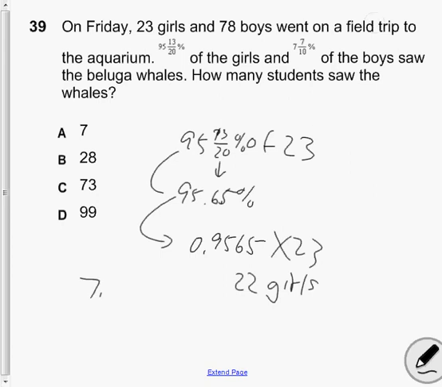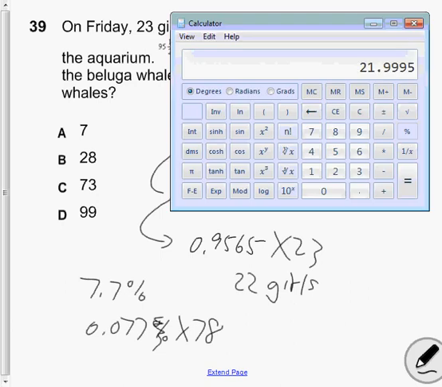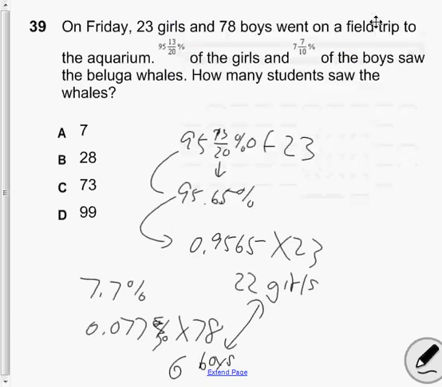And 7 and 7/10%, or 0.077 as a decimal, of 78 boys. Take my calculator. 7 and 7/10% of the 78 boys is approximately 6 boys. So if 22 girls and 6 boys saw the beluga whales, all together 28 kids saw beluga whales.